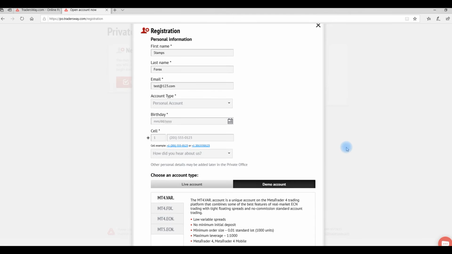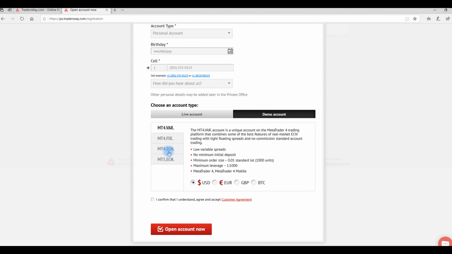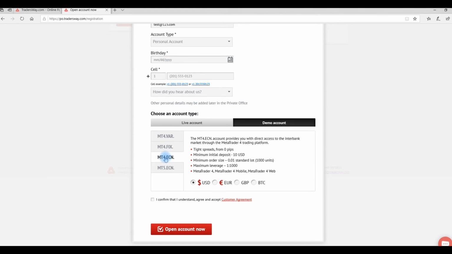Okay, after you have completed this form, chosen your account type, which again I recommend is MT4 ECN, and confirmed that your currency is correct, meaning the currency in which you will be operating. When you deposit money into your account, if you're in the States, we will use the US dollar. That is our native currency. If you're in London or in Europe, you would use the euro. So make sure that's correct.